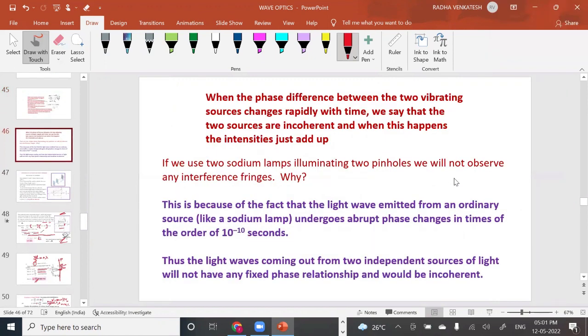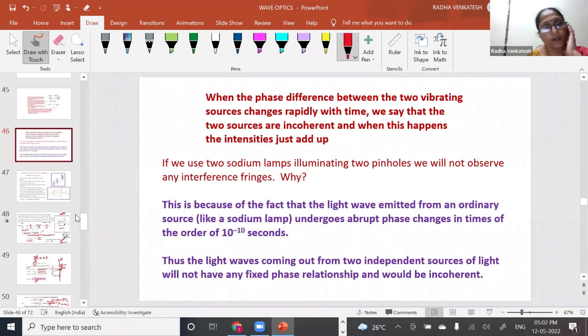Okay. So this is another question. I'm trying to get all the board questions for you. This is another board question that comes your way always. If we use 2 sodium lamps illuminating 2 pinholes, we will not observe any interference fringes. Why? So sodium lamp, is it monochromatic? Monochromatic.